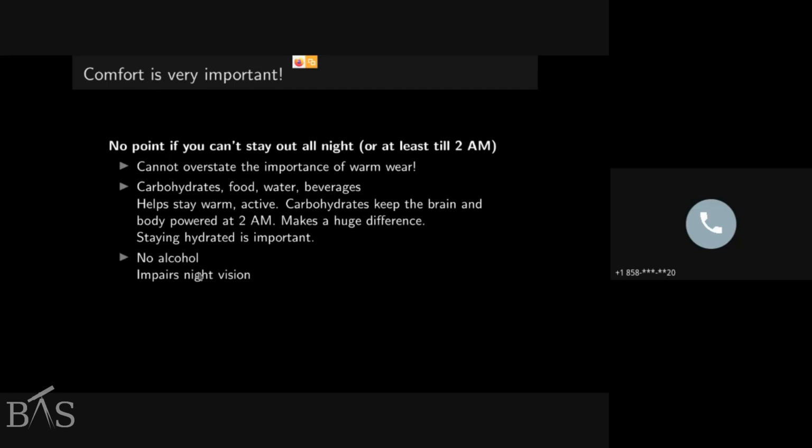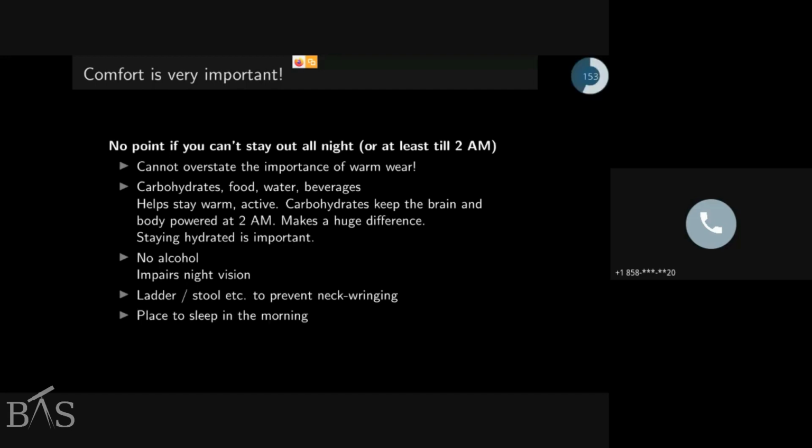Visual observers should avoid alcohol and tobacco and so on, because they impair night vision. And you want to have a ladder and stool to prevent wringing of the neck, so you're comfortable all night observing. Avoid equatorial telescopes for the same reason. Alt-azimuth telescopes are much easier on your neck and body. And you want a place to sleep in the morning, especially if you're running multiple nights. Otherwise, at least so that you can drive back, or if you're not driving, then you can sleep in the bus, which is nice. But in the US, we don't have such luxuries.